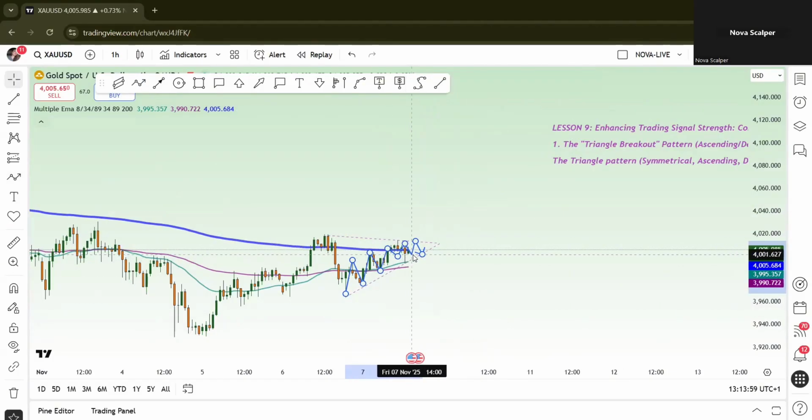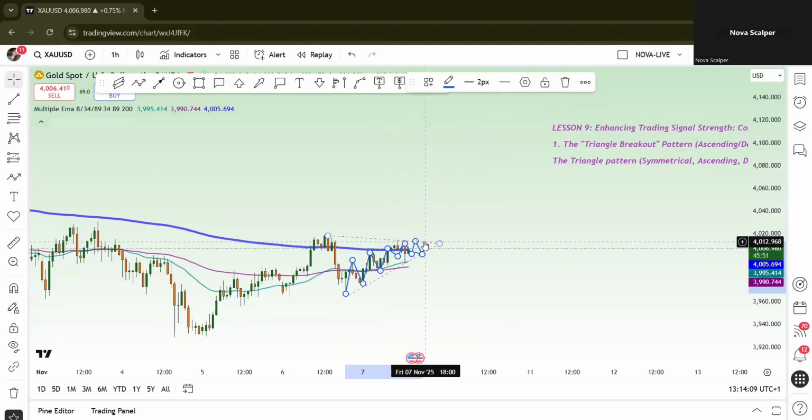Okay, and if until today's New York session, the gold price can break out strongly from 4012 to 4013, that will be the support for next week, for the bullish momentum next week.